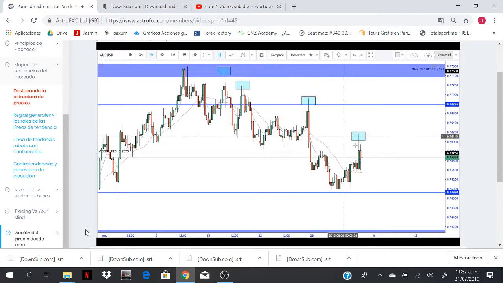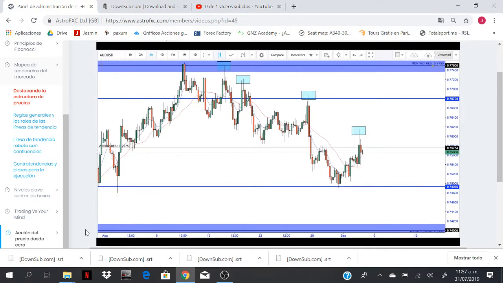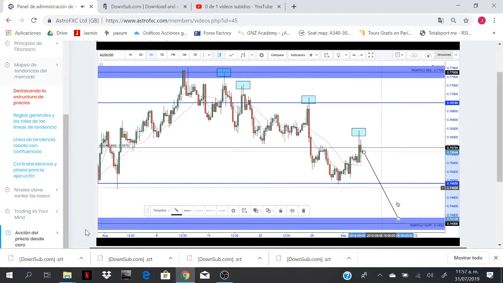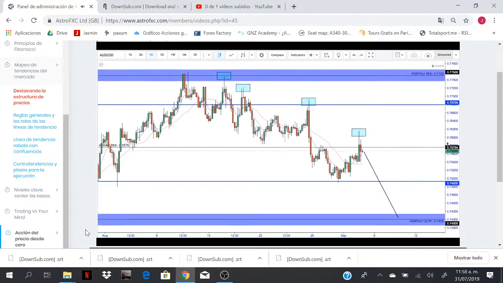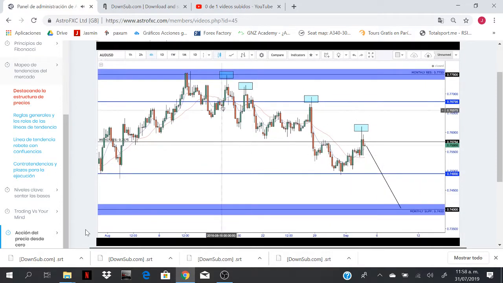So we see these lower swing highs. Now, this last lower swing high was triggered by a non-farm payroll, right? So what we could see on the Aussie dollar is a rollover down to take out the 7493 into the 7400 region, which is the monthly support. So again, look how clear this looks. This is very, very clear, and this is what we need.